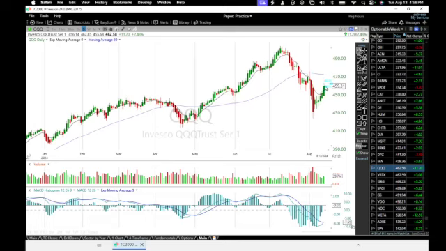Okay, QQQ is probably a little bit higher. However, it has to clear this 50-day moving average, which is now around 470-ish. Okay. So yeah, there is still work to do here for the market to establish an uptrend again. And if it doesn't work, then it might confirm a downtrend.